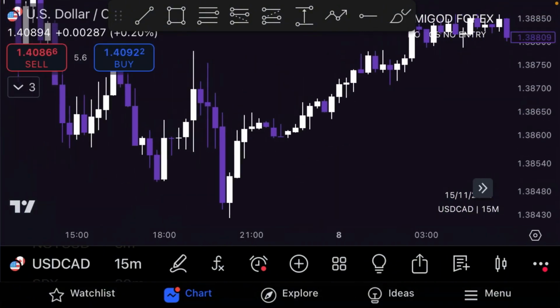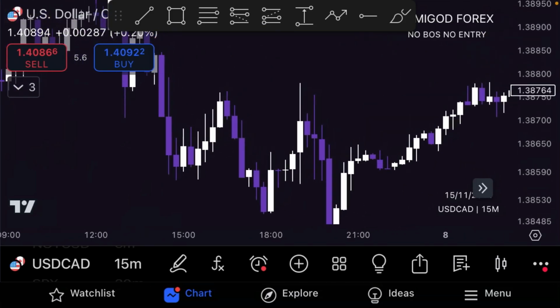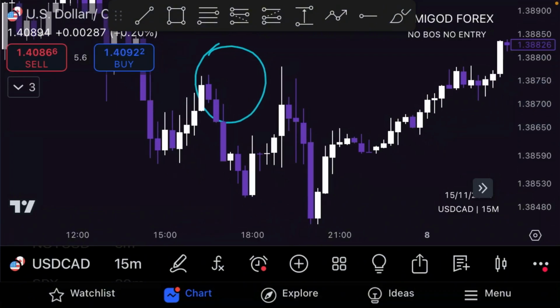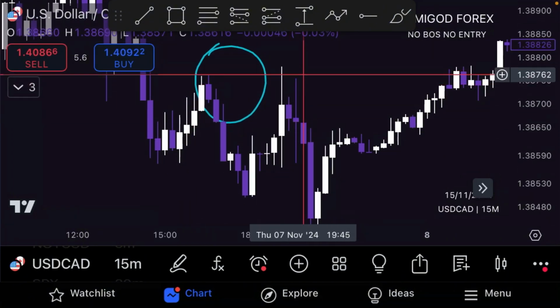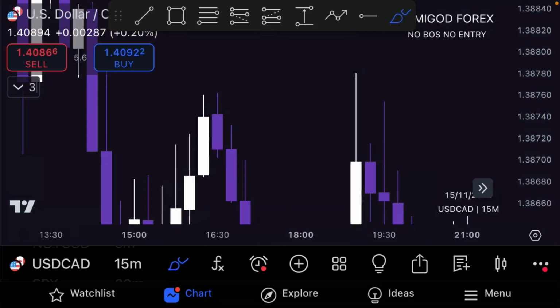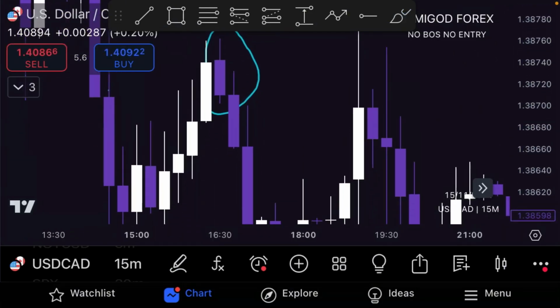So I just want to show you something that looks like what I'm telling you. Now look at this region. Now looking at this region, the last high is this candle. Let's map out this candle. The last high is this candle.